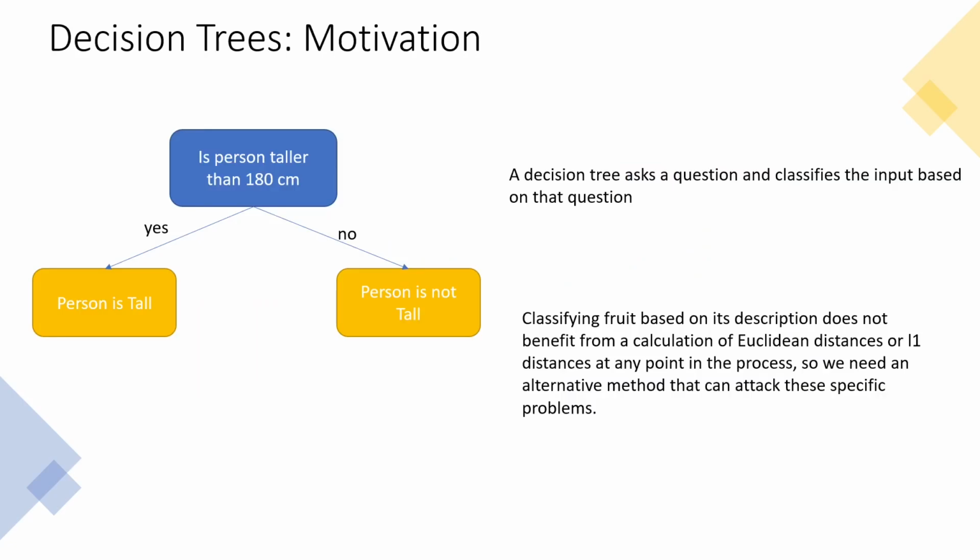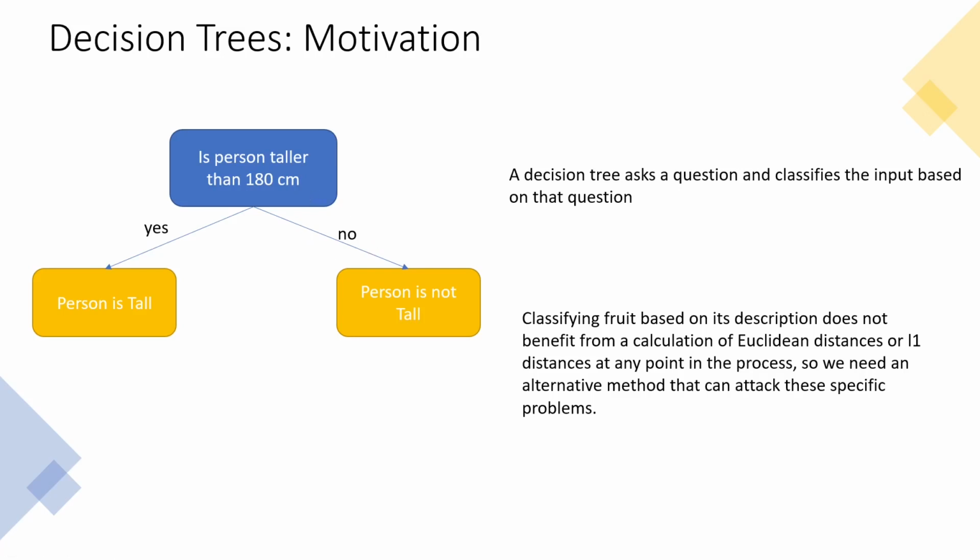Okay, so what is a decision tree? A decision tree asks a question and classifies the input based on that question, such as this one. Is the person taller than 180 centimeters? If the answer is yes, then this person is classified as tall. If the answer is no, then that person is classified as not tall. This is a very simple tree, but this is basically a decision tree. This is the question we ask, and usually we use the left side of the tree as the positive answer and the right side of the tree as the negative answer.